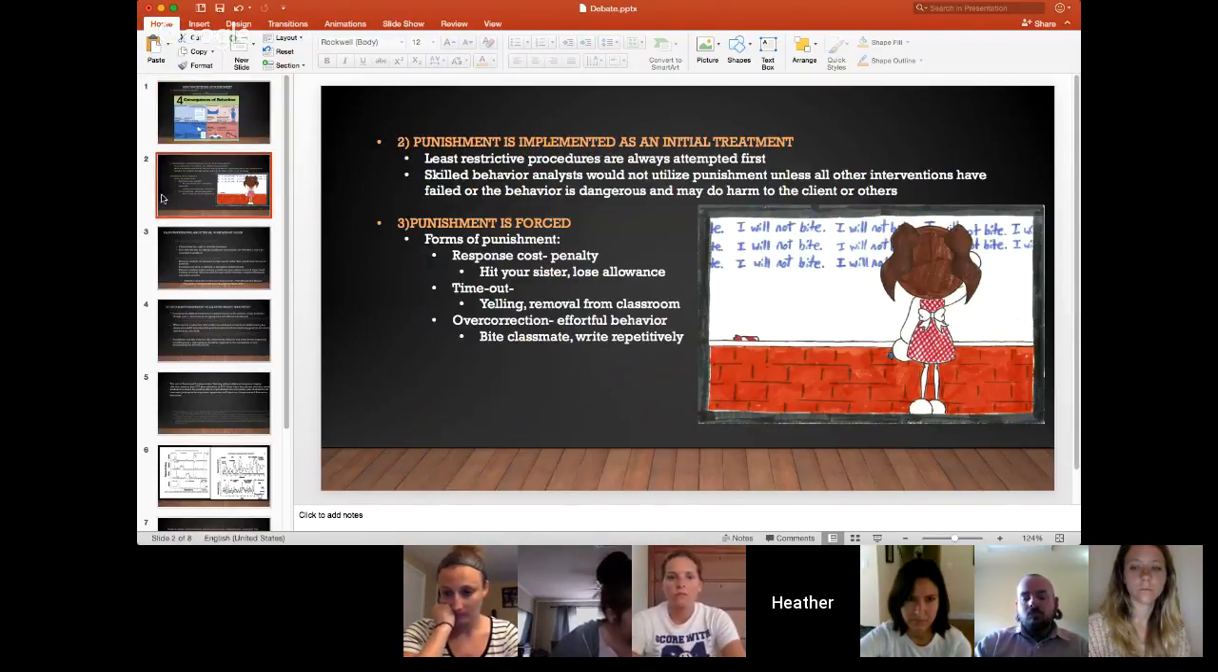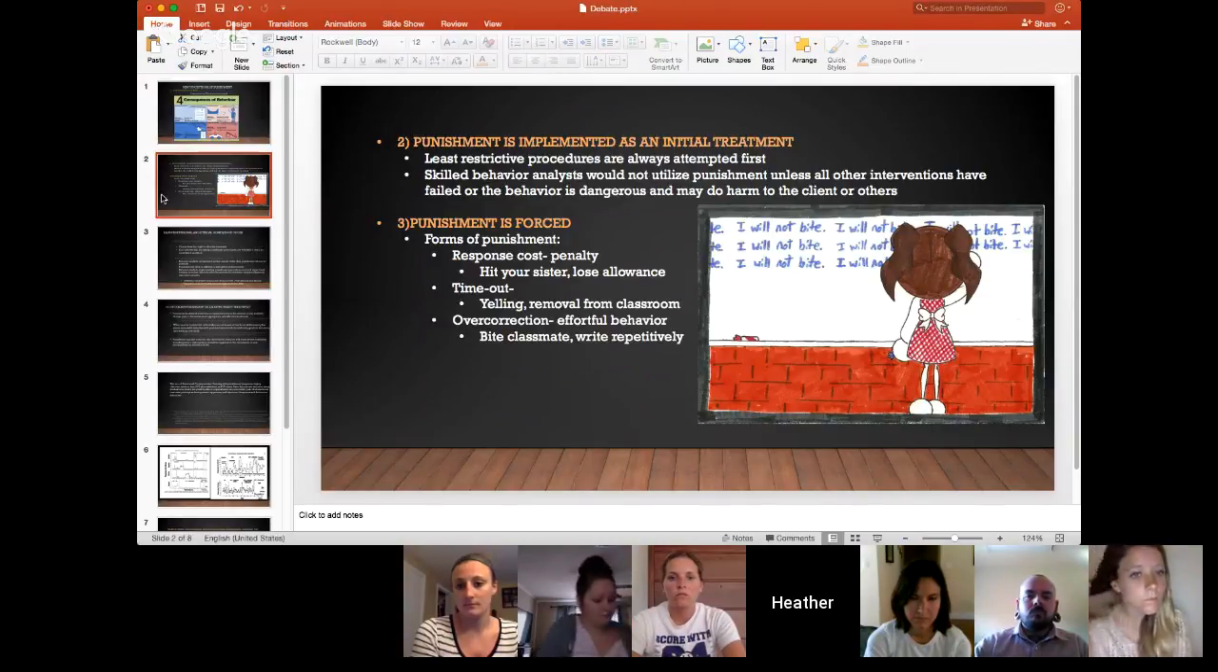Another misconception is that punishment is implemented as an initial treatment. Punishment is mainly used as a supplement to reinforcement to enhance functional outcomes. So least restrictive procedures are always used first, and punishment is the last resort. Many factors will be taken into consideration before deciding to use a punishment procedure, such as the individual's health, their background, previous interventions that have been used, and the positive outcome to be achieved must outweigh the risk for the punishment procedure to be used.